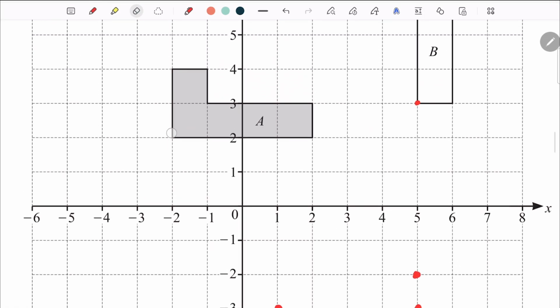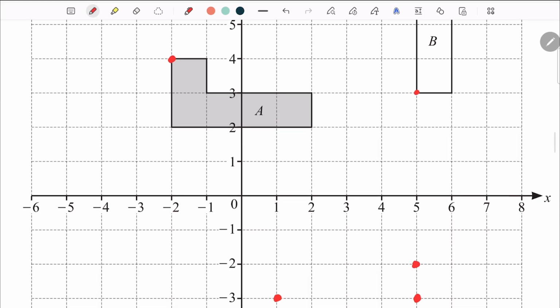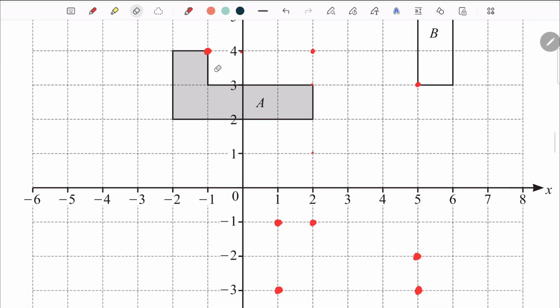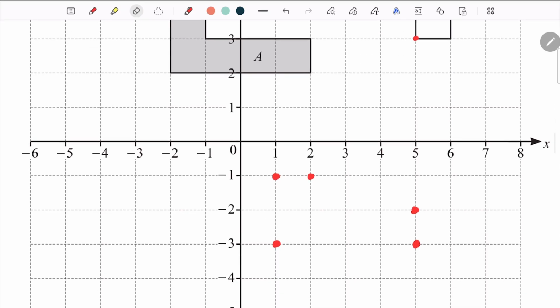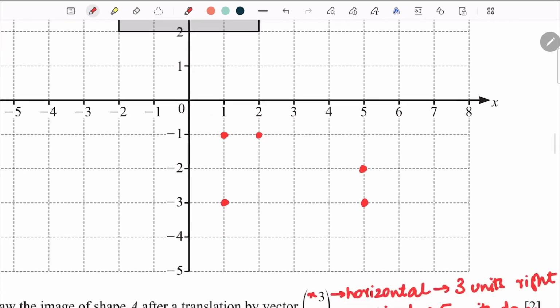Then I'm going to take my second last point, which is this. It's going to move 3 to the right, 1, 2, 3, and 5 down, 1, 2, 3, 4, 5. And my last point is this. 3 right and 5 down, 1, 2, 3, 4, 5. So this will be my final shape after translation.